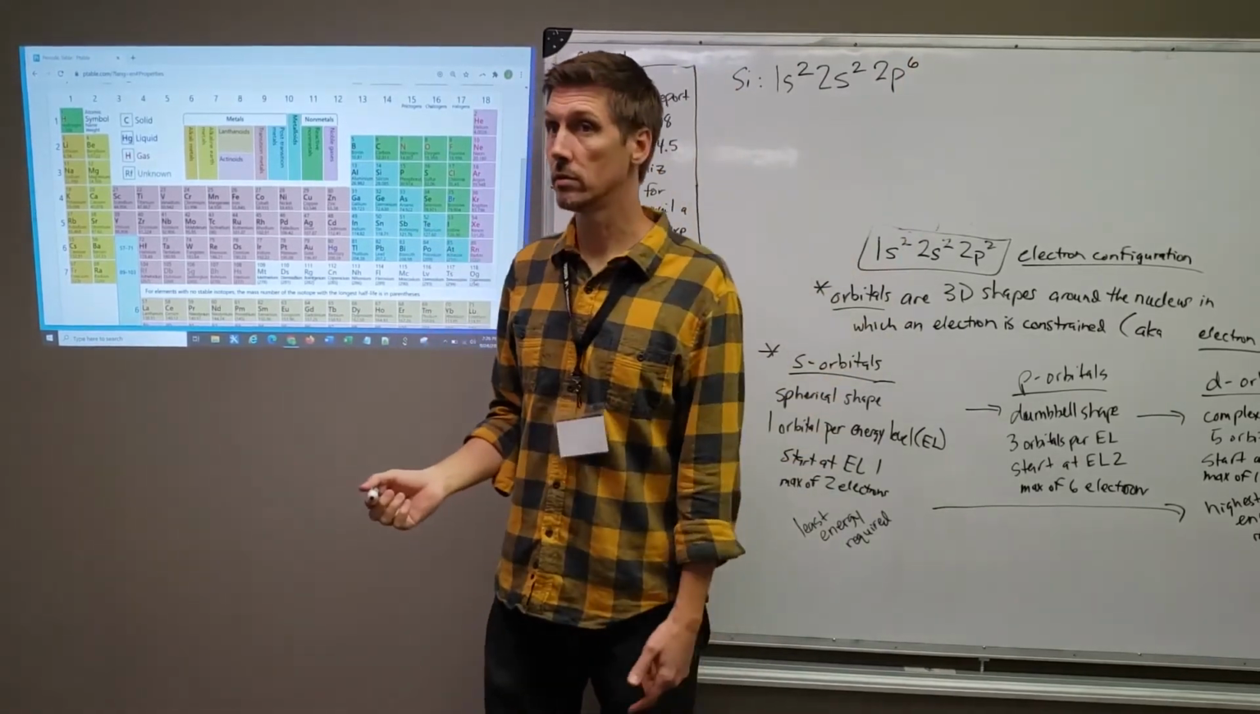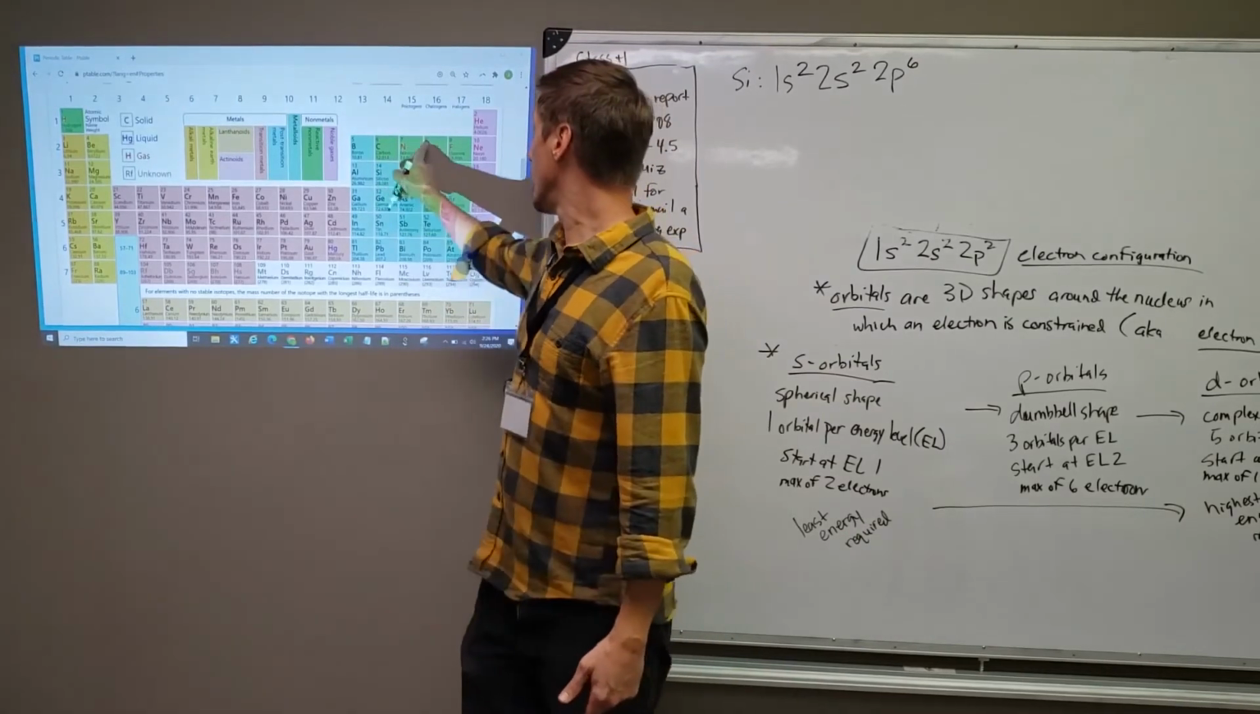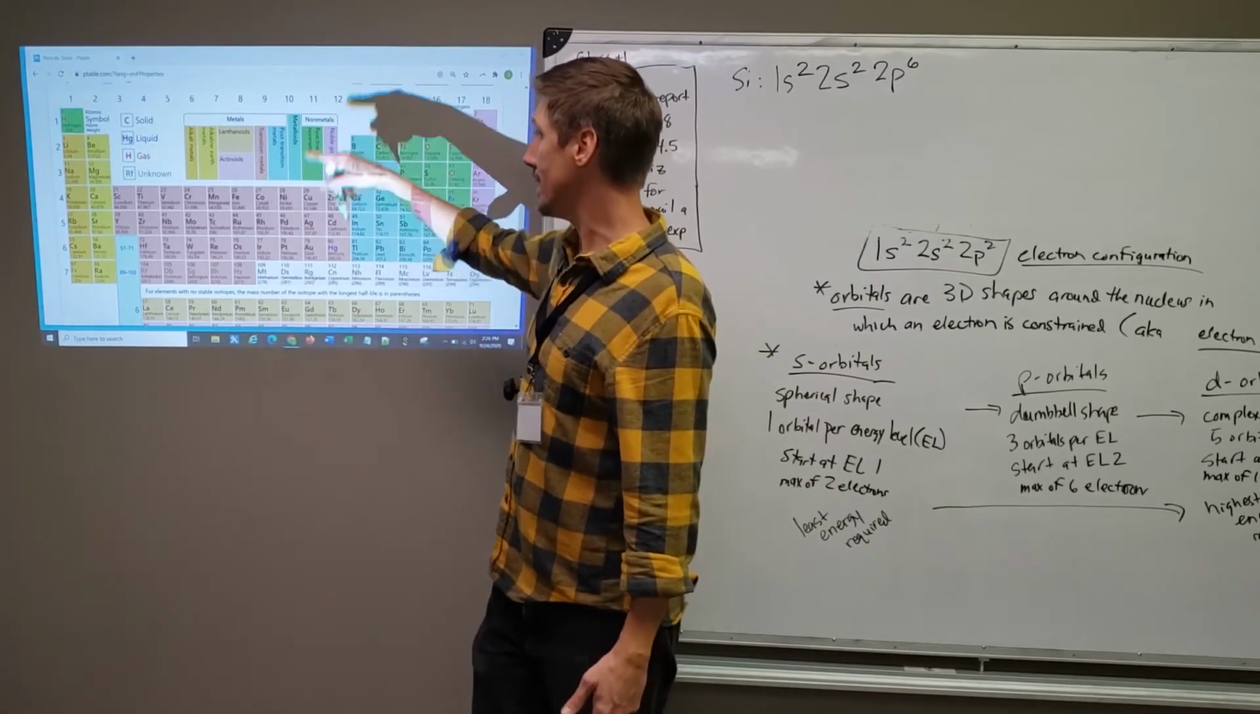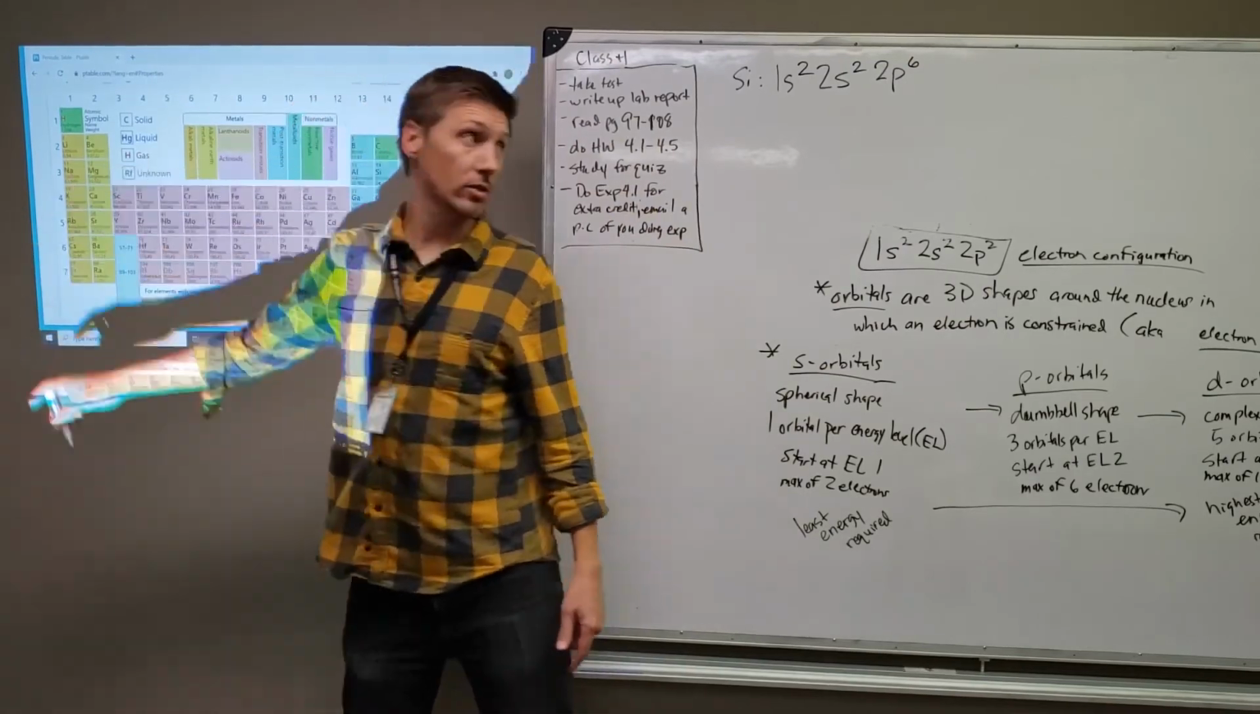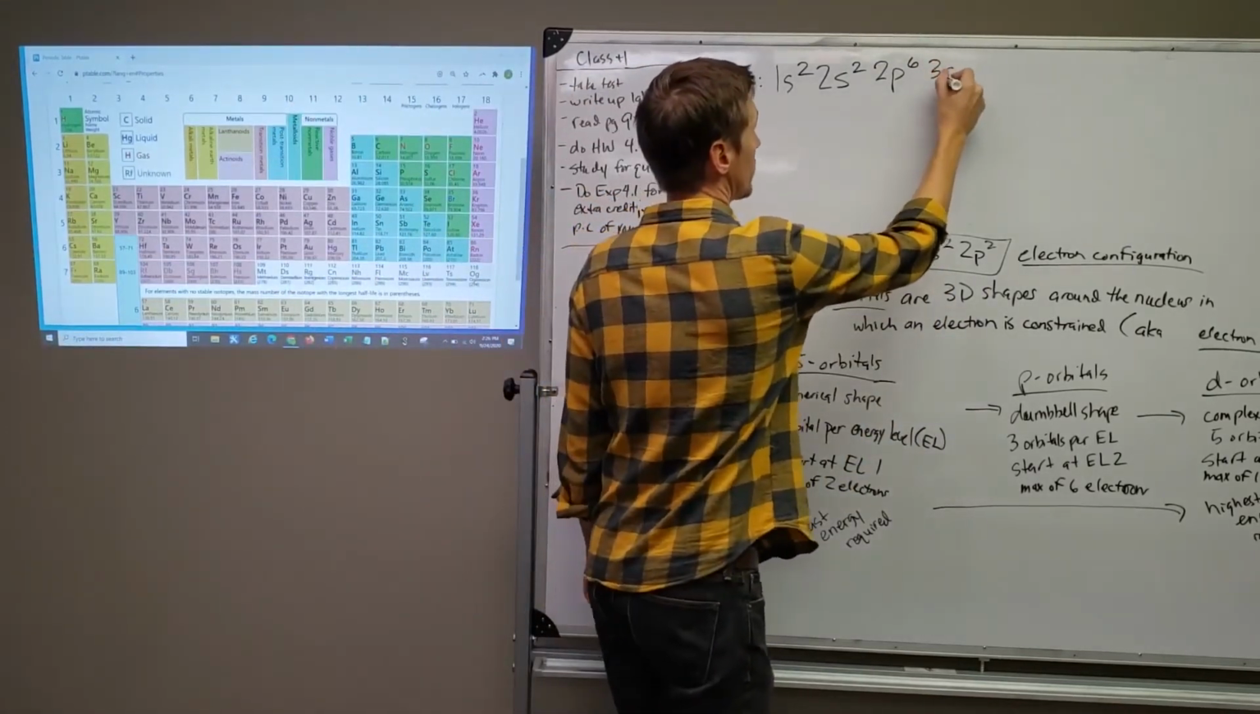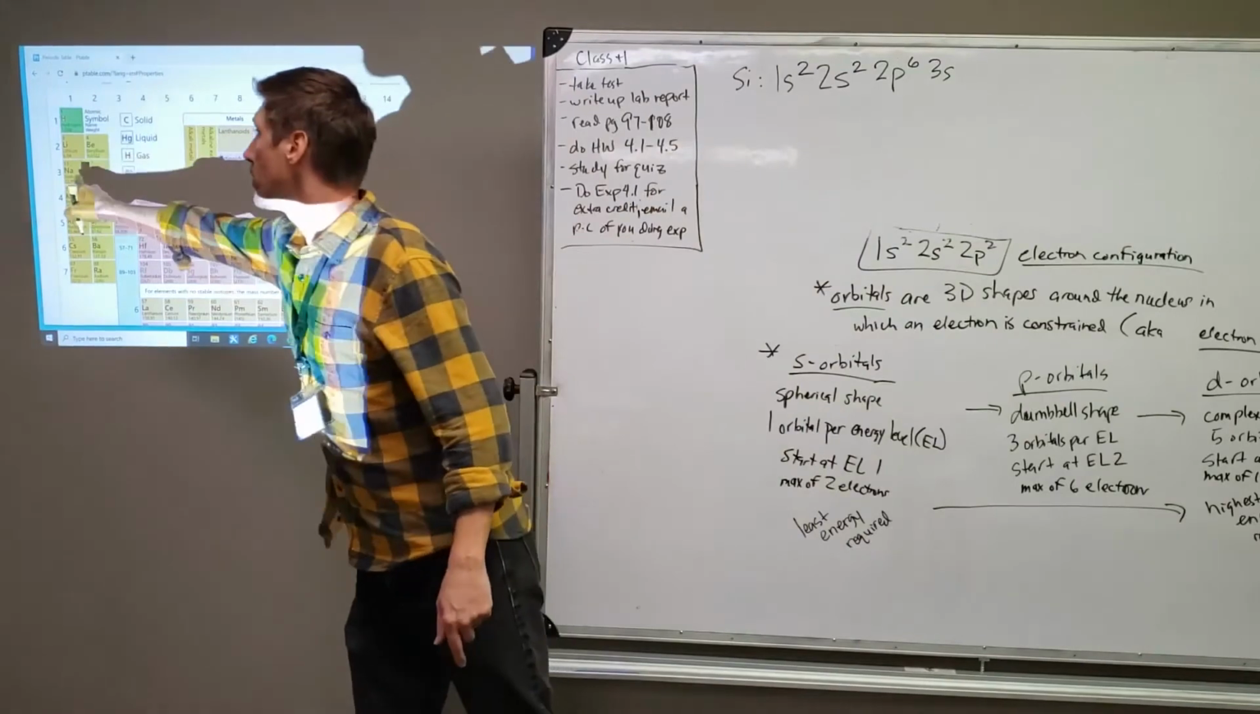It's full. All right? As we continue to count over left to right and down, next we encounter the 3s orbitals. 3s. We start counting over from left to right. 1, 2.